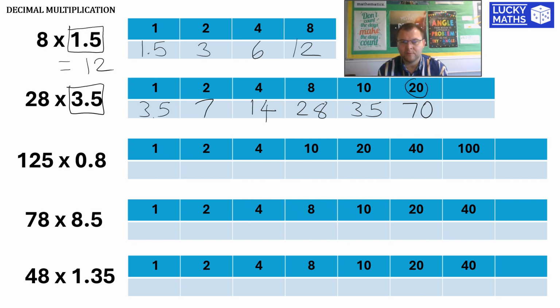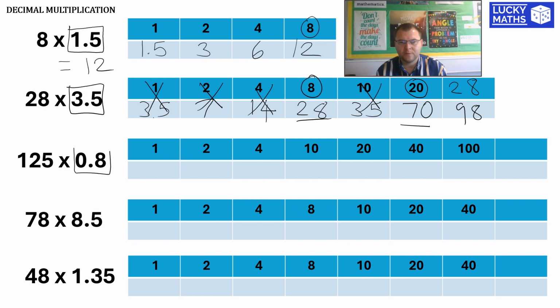28, therefore, will be 20 lots plus 8 lots. 70 plus 28 is therefore 98. And again, all we're doing is either doubling or timesing by 10 to do, again, an advanced concept.